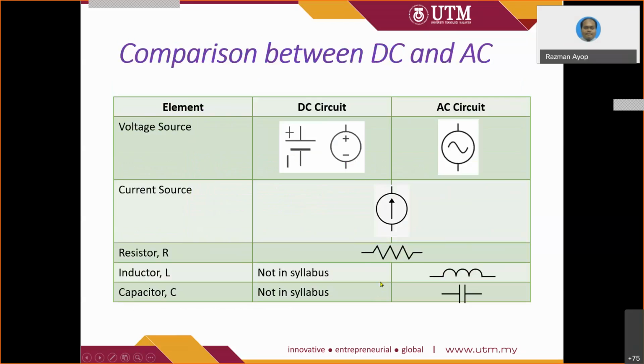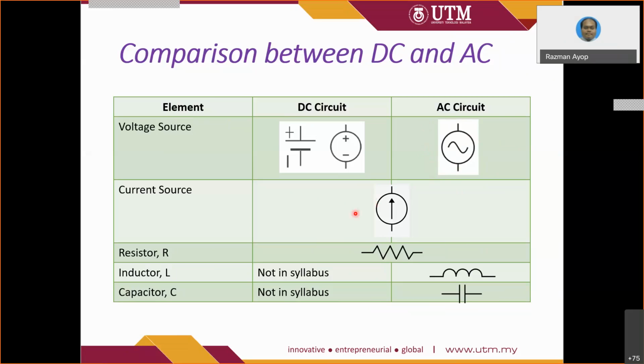Before we start, I want to show some difference between DC and AC. For DC, this is the symbol for voltage source. For AC, the voltage source is like this. So this is the AC source. Make sure you differentiate it. When you draw it, make sure that you use the correct symbol.